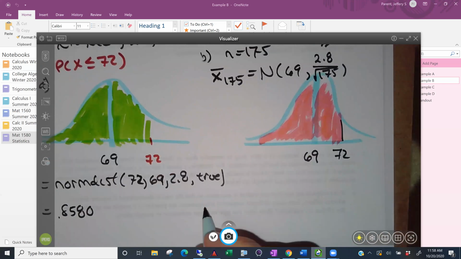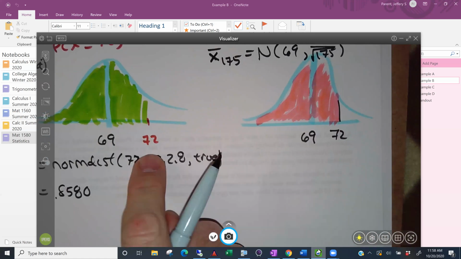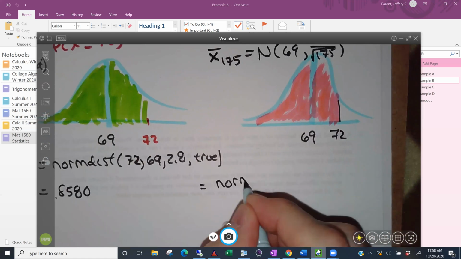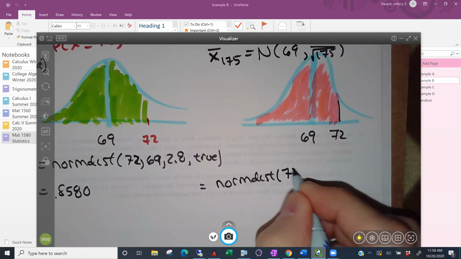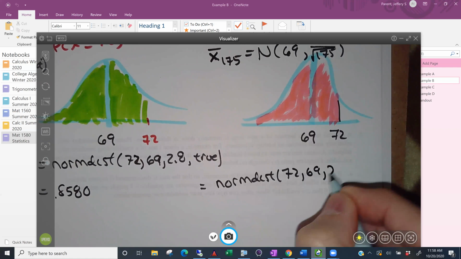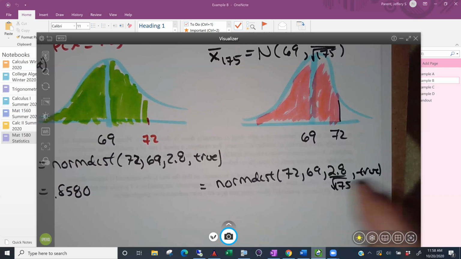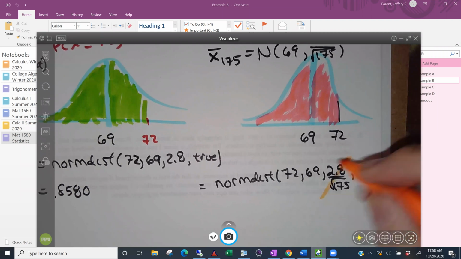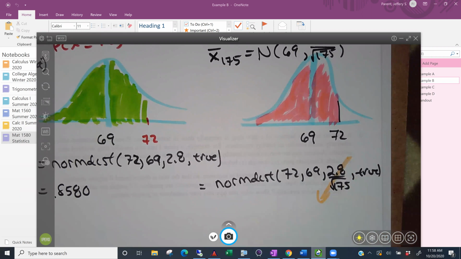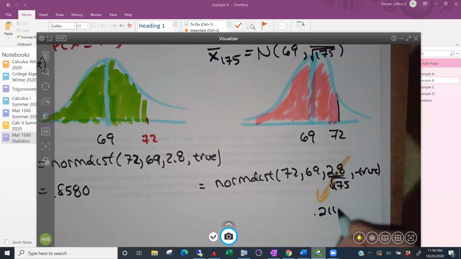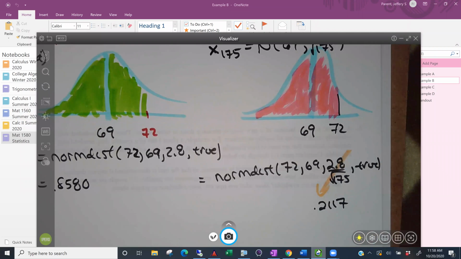So we can do this one kind of like we did this one over here: equals norm distribution, 72, 69, 2.8 over the square root of 175, comma true. Or you could just type in 0.2117, probably just as easy to do that. So instead of this, we'll type in 0.2117. I might do it the other way on Google Sheets just so that if anyone's coming behind me, they can see where this is coming from a little bit easier.